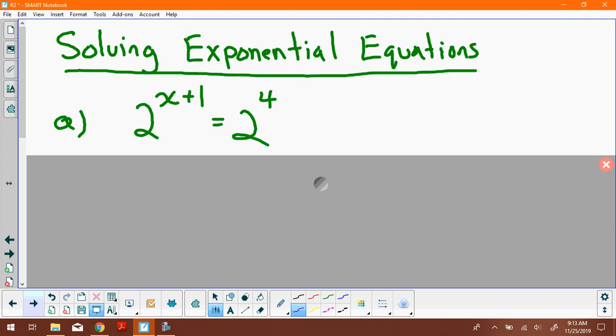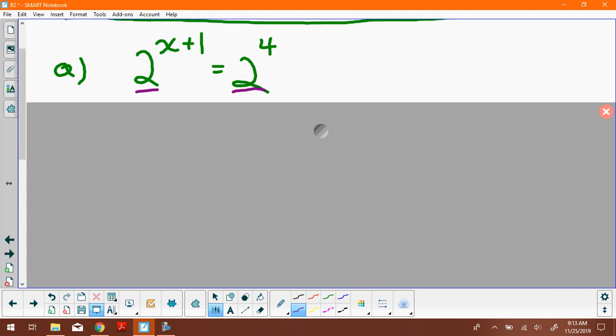Okay, the next major topic we looked at was solving equations that have variables in the exponent. So the main goal here is to get things with the same base. So for my first equation, 2 to the power of x plus 1 is equal to 2 to the 4. I note that they both have a 2. They have the same base. So that means that the two exponents have to be equal to each other.